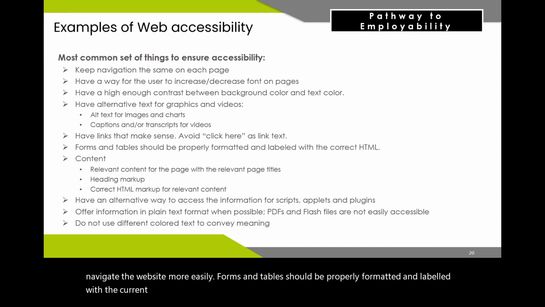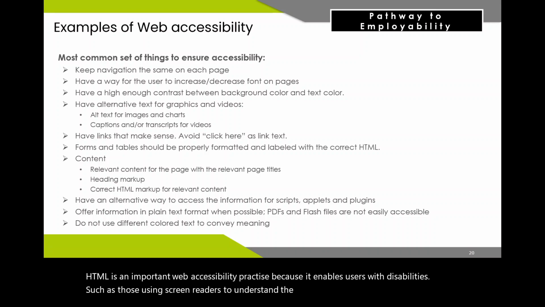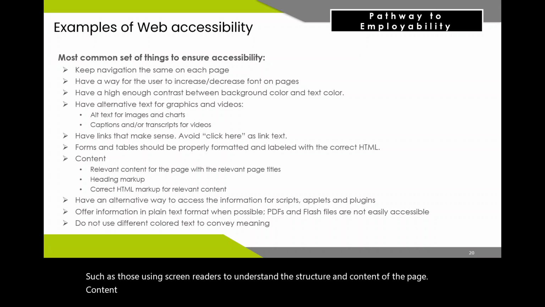Properly formatting and labeling forms and tables with the correct HTML is an important web accessibility practice because it enables users with disabilities, such as those using screen readers, to understand the structure and content of the page. Content: relevant content for the page with the relevant page titles. Heading markup: correct HTML markup for relevant content.